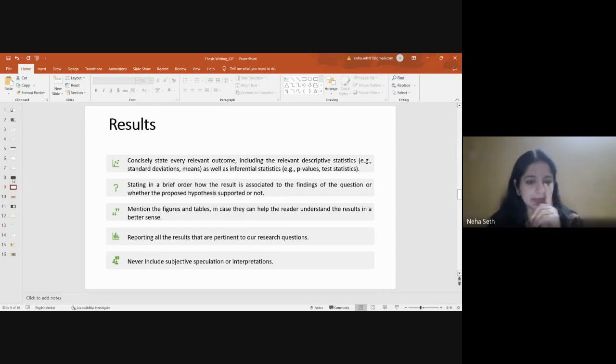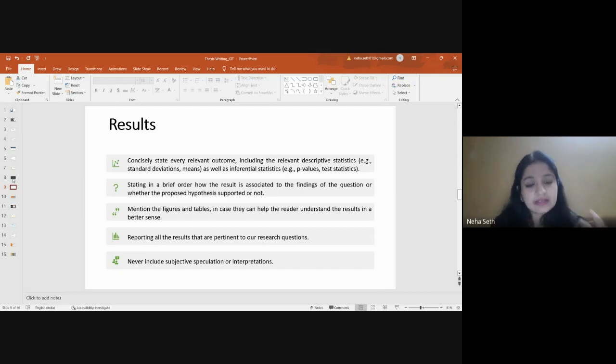Alternatively, sometimes these detailed results may be required. What we can do is take these details to the end of the thesis in the form of annexures. So it's better to present very neat, clear-cut information in this chapter, but the detailed results can be presented in the form of annexures at the end of the thesis.